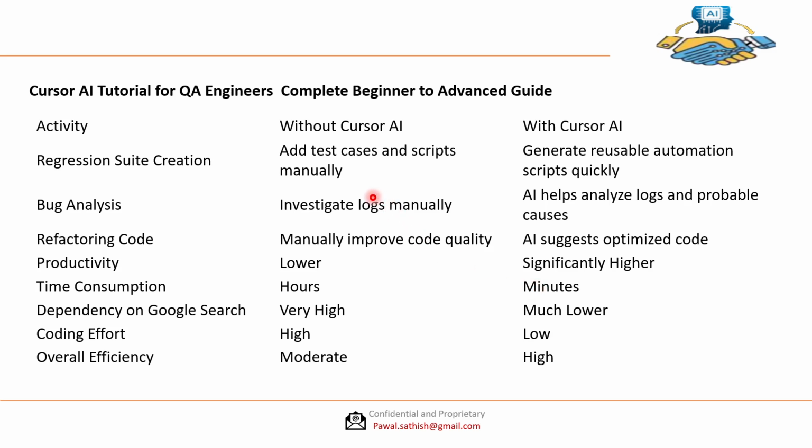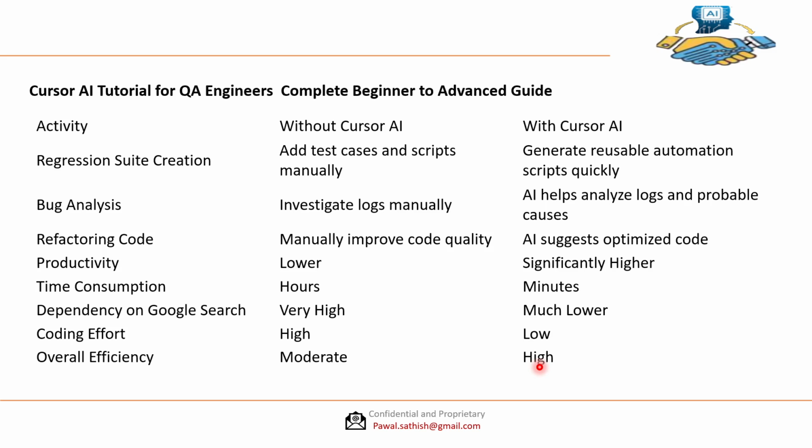In traditional QA, without Cursor AI, we mostly depend on search. Here we are not dependent on search, we just need to give the prompt. In Cursor we get the output quickly. Considering the coding effort, without Cursor AI it is high, whereas with Cursor AI it is low. Overall efficiency without Cursor AI is moderate, but with Cursor AI our efficiency increases and obviously our productivity also increases.